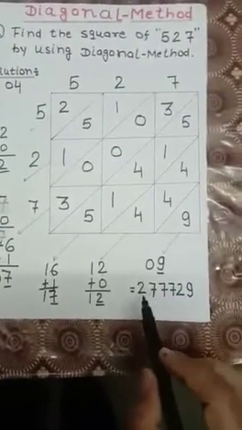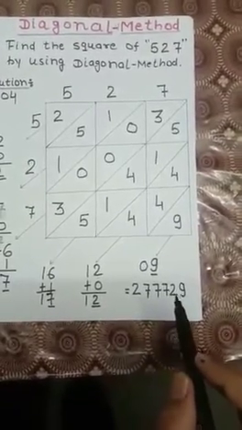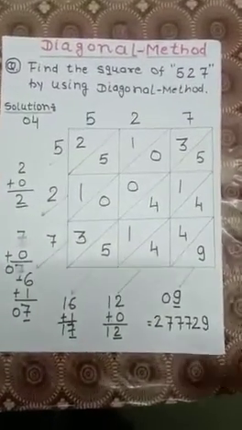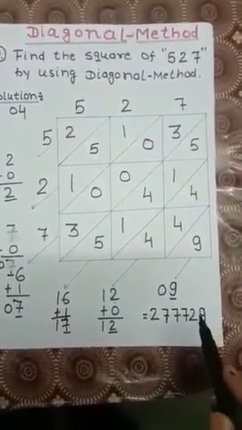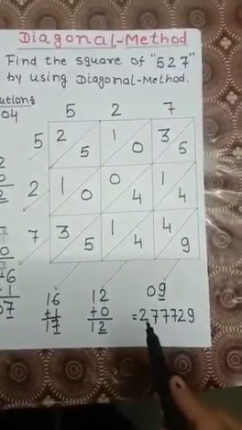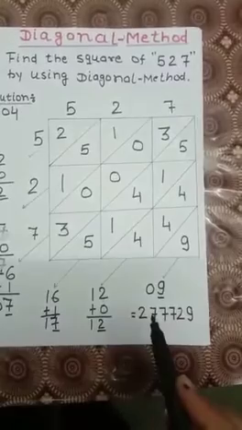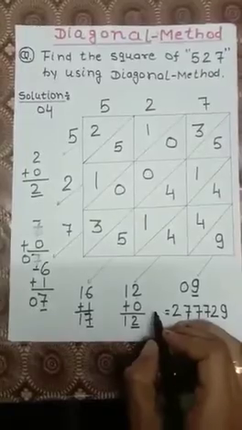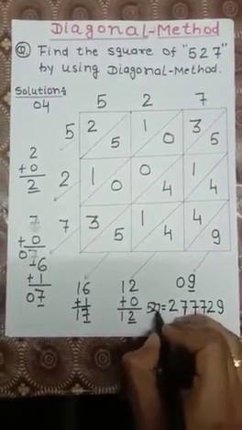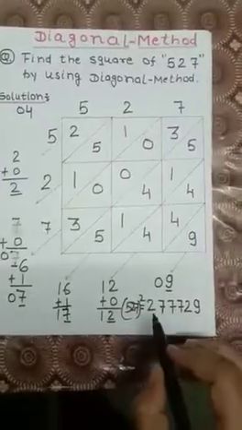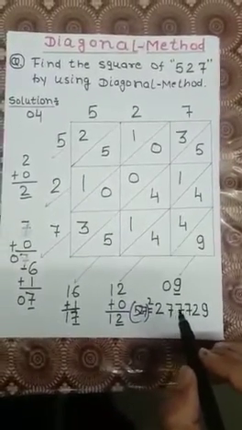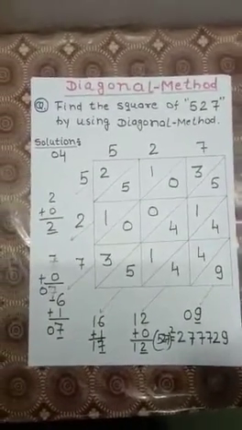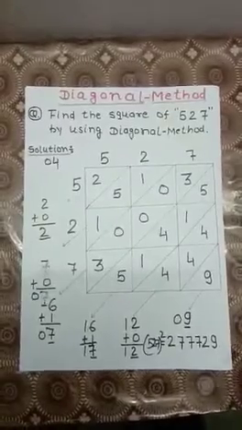So friends, 277729, this is the required answer of your question. So how do we read this? Ones, tens, hundreds, thousands, 10,000s, lakhs. This means 2 lakhs 77,729. This means that the square of 527 is 2 lakhs 77,729. So friends, in this way you can find the square of a 3-digit number by the diagonal method, as we have shown in this video.